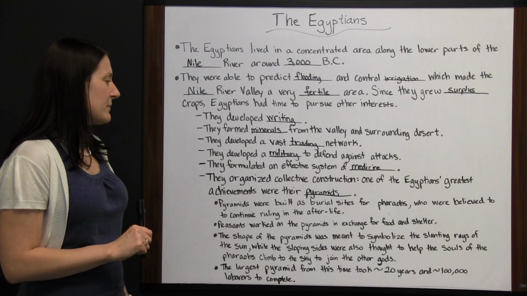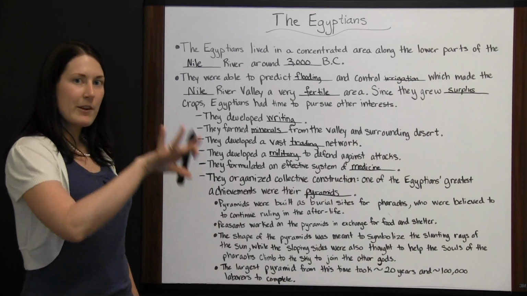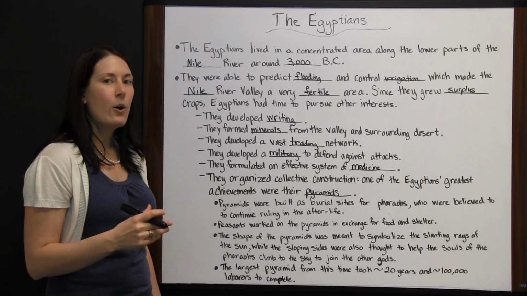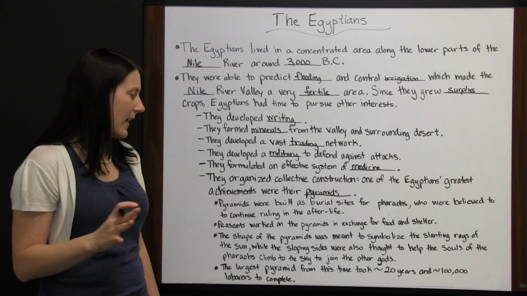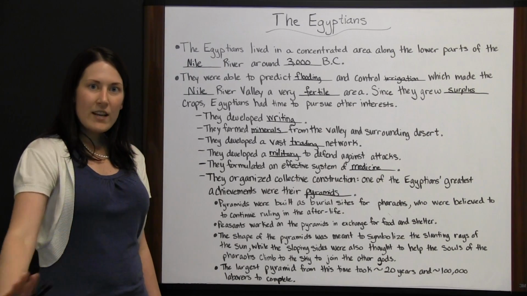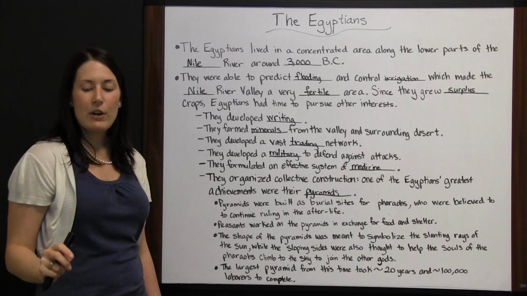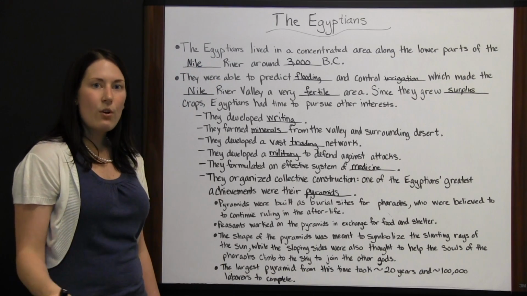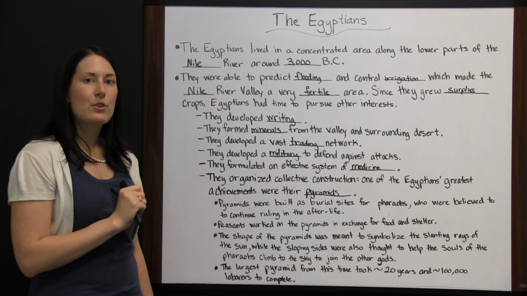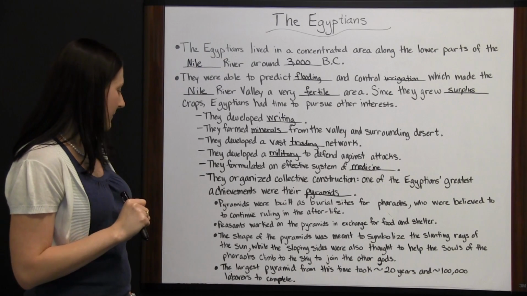The shape of the pyramids is meant to symbolize the slanting rays of the sun, and if you think about the way that the pyramids slant down. The sloping sides were also thought to help the souls of the pharaohs climb to the sky to join the other gods. So slanting rays down from the sun, but also it slants up toward the sun from the ground. And so the pharaoh's soul was supposed to be assisted by those sloping sides. It could make its way up toward the sky to join the other gods.